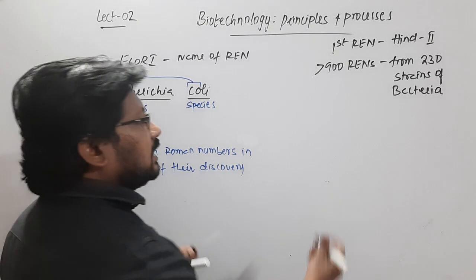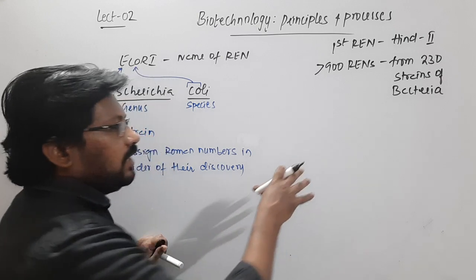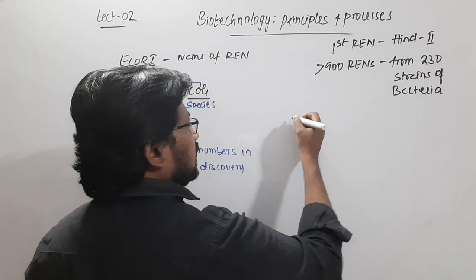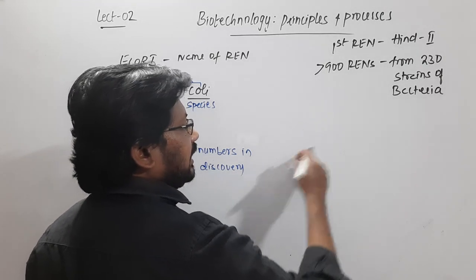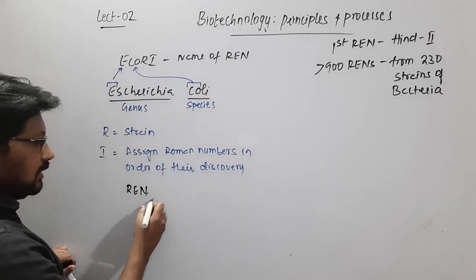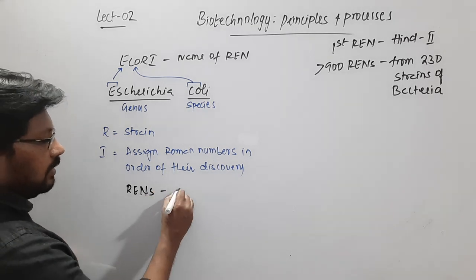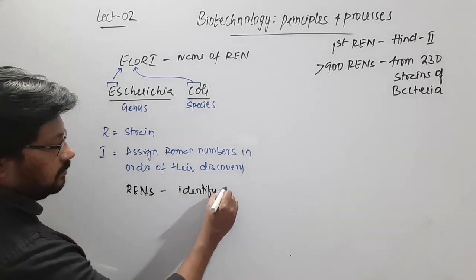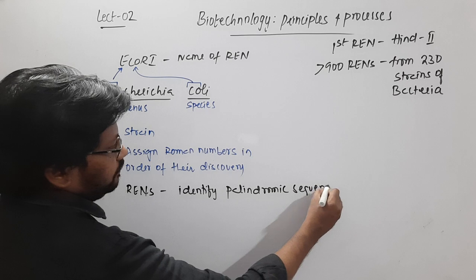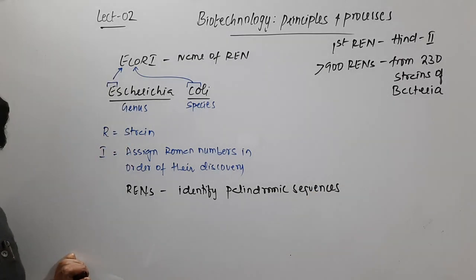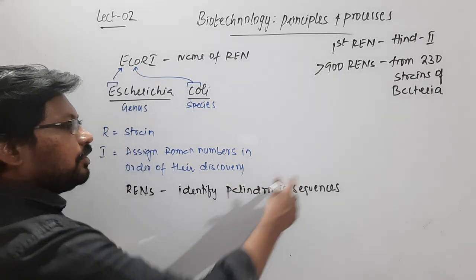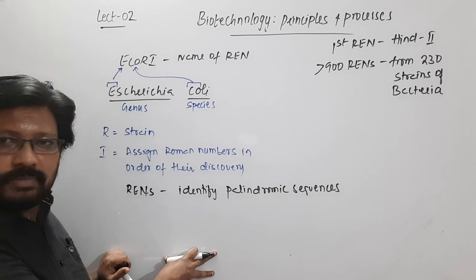And I told you that these restriction endonucleases cut the DNA at specific locations. So how do the restriction endonucleases cut the DNA at specific locations? They identify something called palindromic sequences, and they are going to cut within those palindromic sequences.